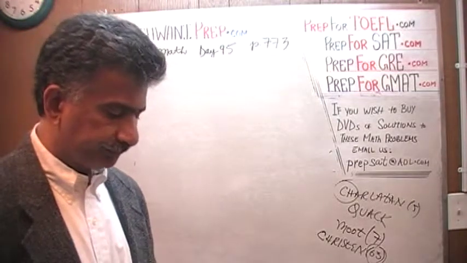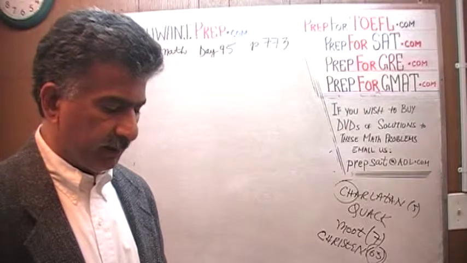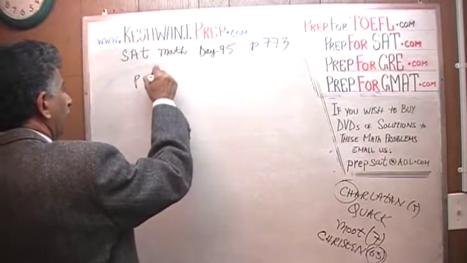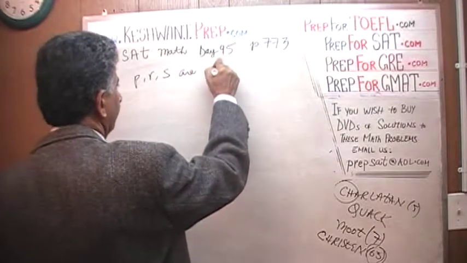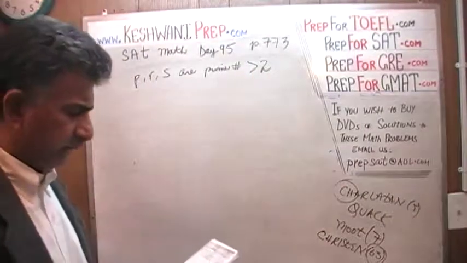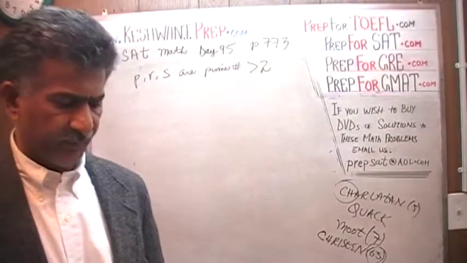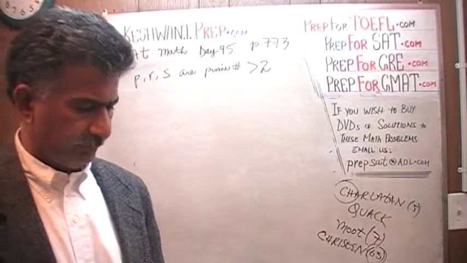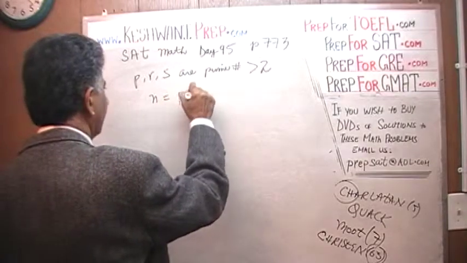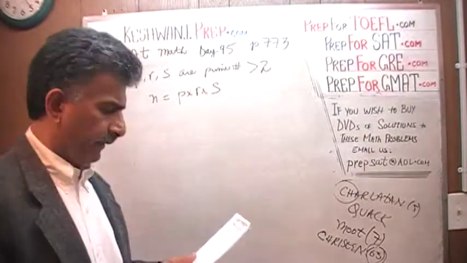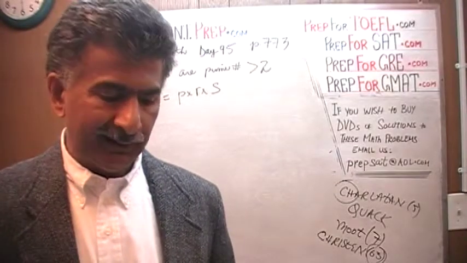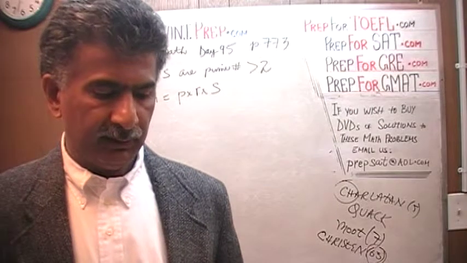Number 17. If P, R, and S are three different prime numbers greater than 2, and they have to be different, they cannot be all the same, and we are told that n equals P times R times S. The question simply is, how many positive factors, including 1 and n, does n have?